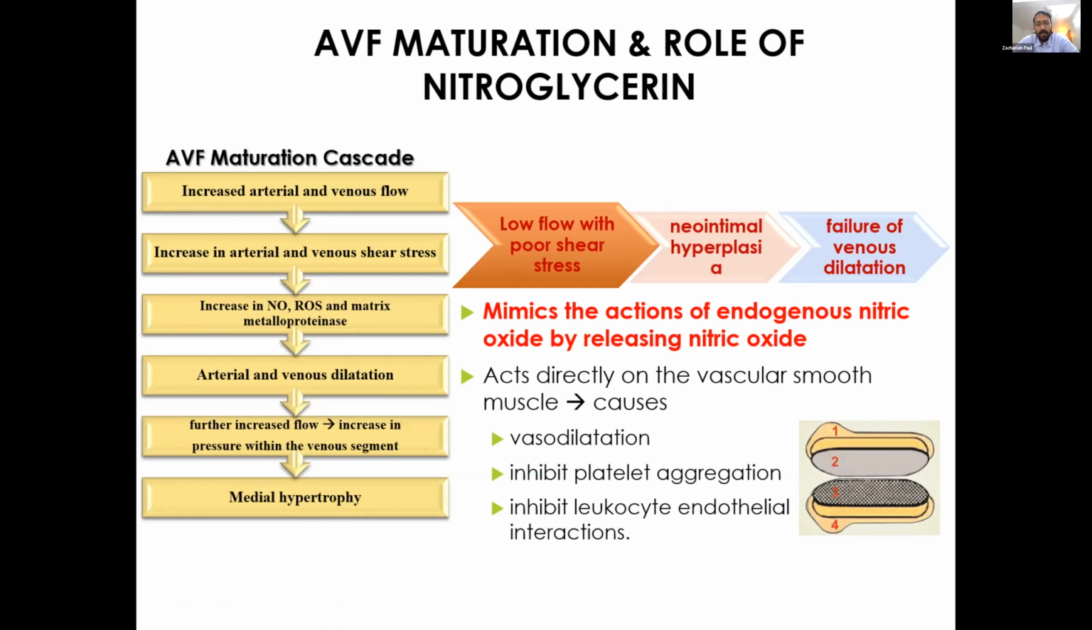So what happens in the scenario when you have a low flow and poor shear stress? This leads to neointimal hyperplasia, and this constricts our vessel, and that leads to failure in venous dilatation and long-term stenosis. So what we postulated here was using nitroglycerin, which mimics the action of endogenous nitric oxide by releasing nitric oxide. It directly acts on the vascular smooth muscle and causes vasodilatation. It inhibits platelet aggregation and inhibits leukocyte endothelial interactions.